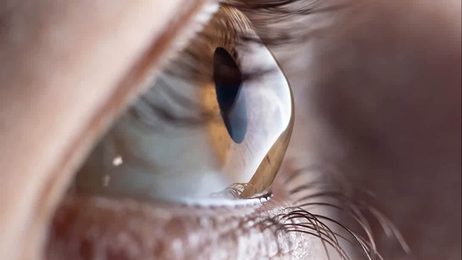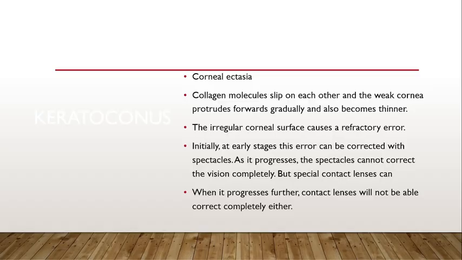And moving on to another corneal or refractive condition, it's called keratoconus. It's kind of a corneal thinning or corneal ectasia. We have collagen molecules which allow the light to go through, but they are not strong enough, not cross-linked enough, therefore they become progressively thinner, giving rise to refractive error.